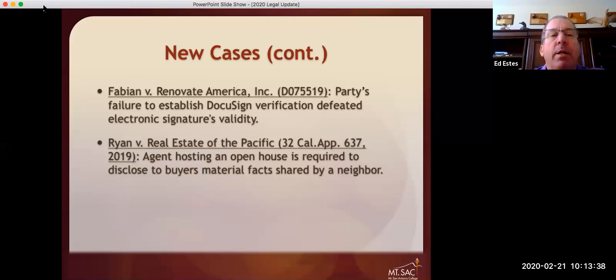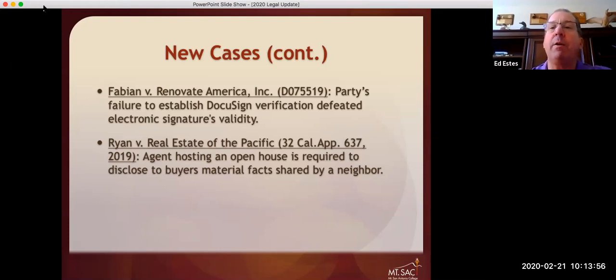The first case here, the Fabian versus Renovate America. This is kind of a concerning case because it ruled against DocuSign being an electronic signature. Now, before I get too much into this, let's talk about what the case was about.